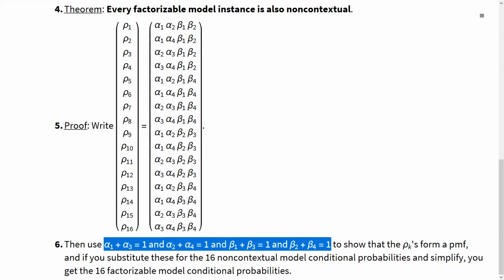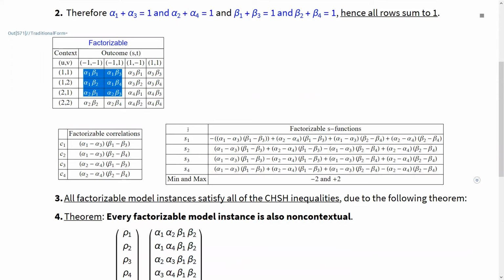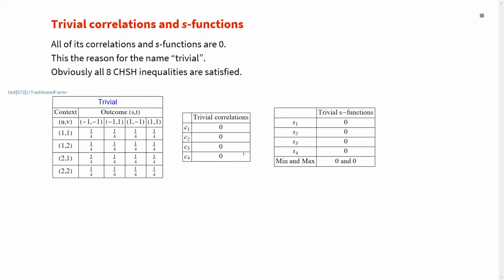Not only that, if you plug them into the table for the non-contextual model type and simplify, you'll come up with this table right here. So a very simple proof that every factorizable model instance is also non-contextual, therefore must satisfy all the CHS inequalities.